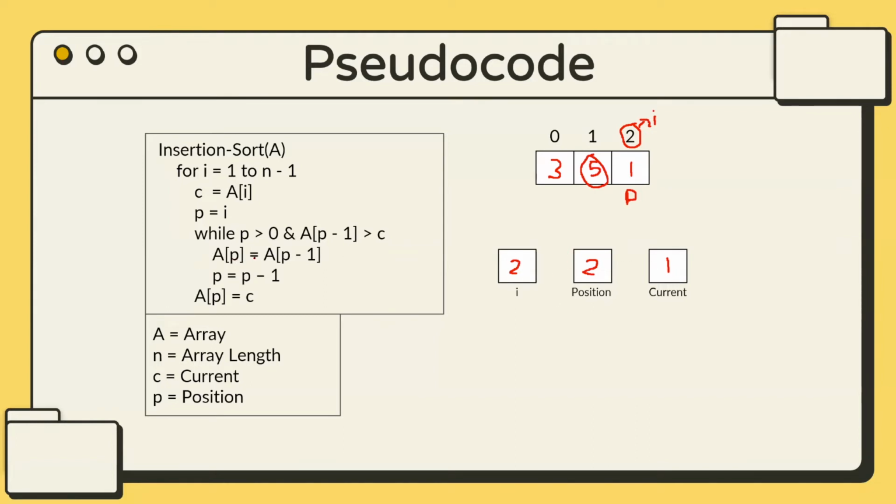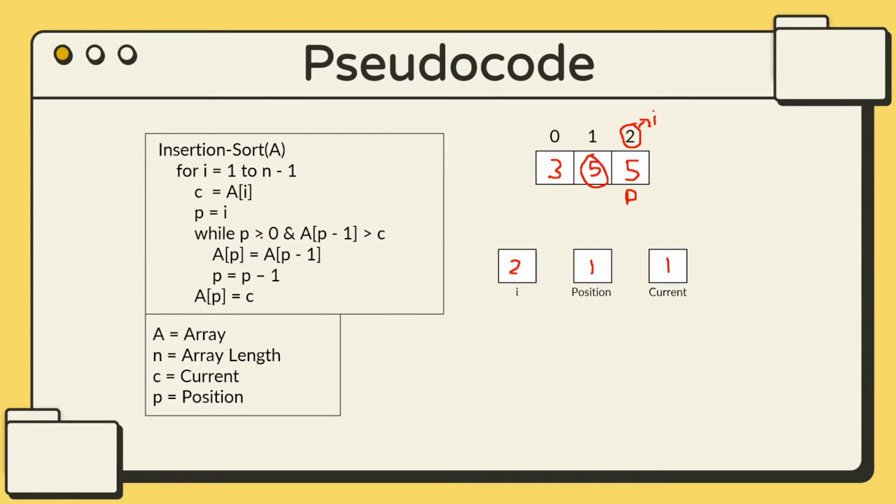So the array P will be replaced by array P minus 1. So this number 1 will be replaced by number 5. And the P will be minus 1. So it will be 1 right here. And the array P, if this is correct, we'll continue back to the condition.